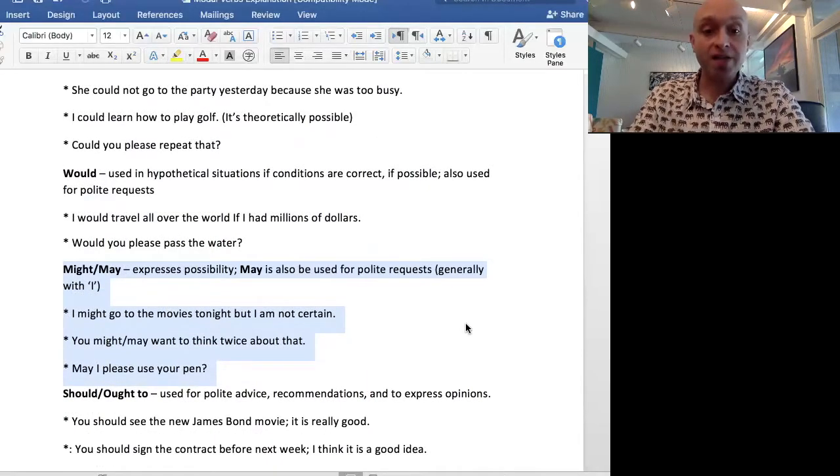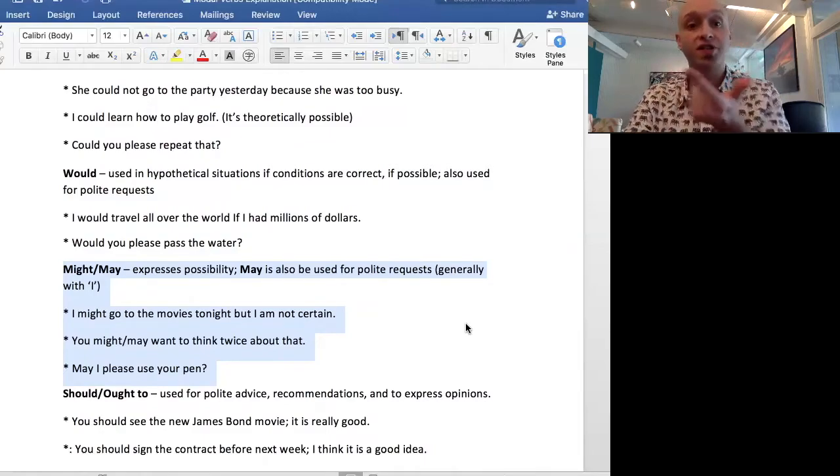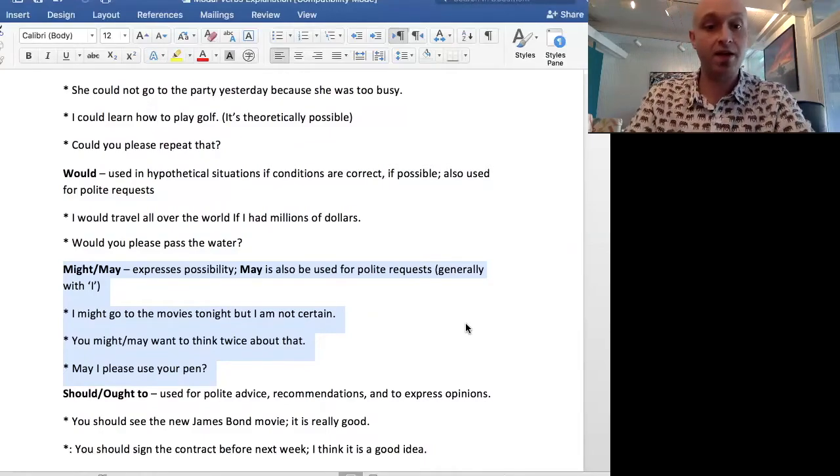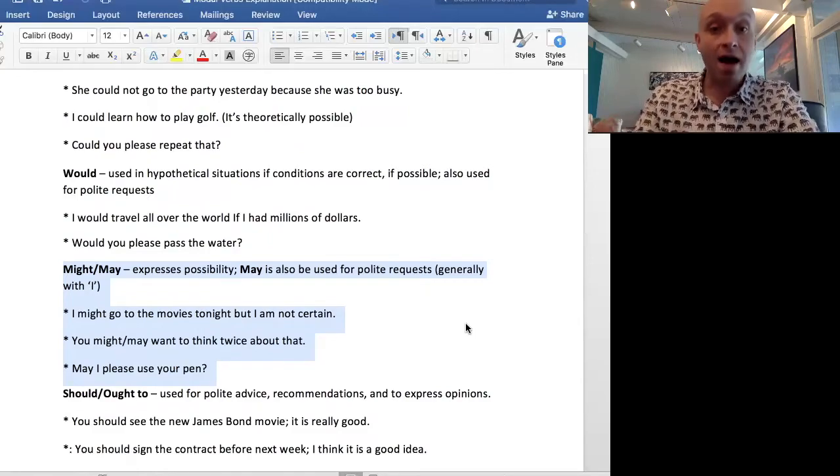May and might are used to express possibility. And in American English, they're pretty much synonymous. I can't think of one situation where you must use may and another situation where you must use might. They're pretty much the same thing. And they express possibility and another way of using a polite request. And this one is generally used with I. May I is the most common construction.